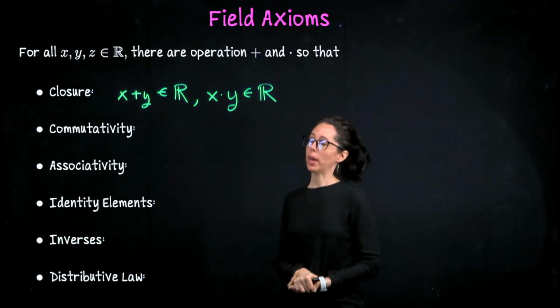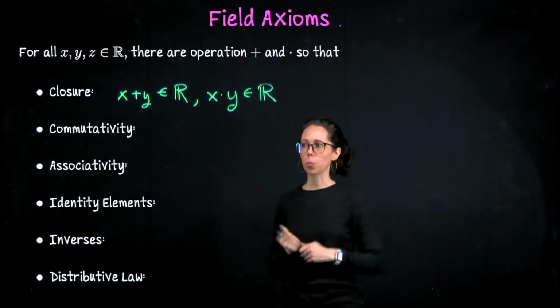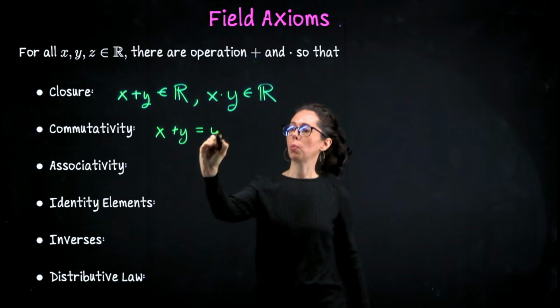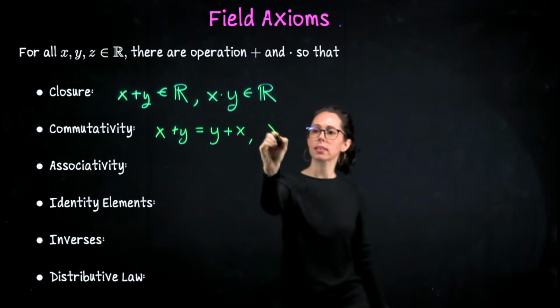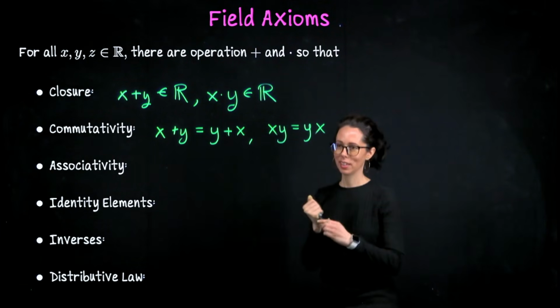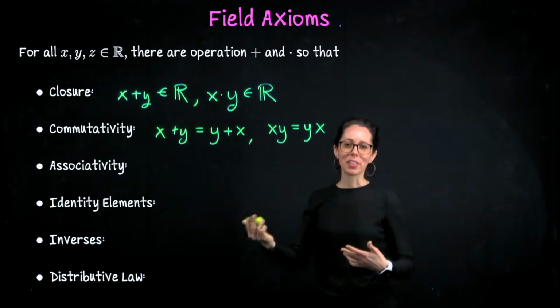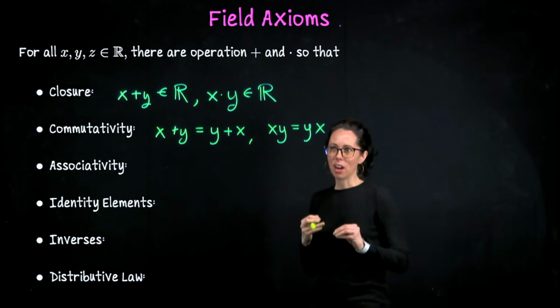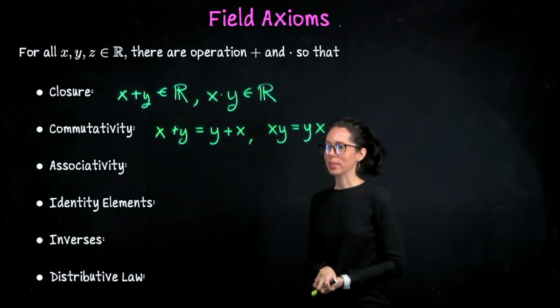The next property we have here is commutativity, so your ability to swap the order. x plus y equals y plus x, and x times y is y times x. Commutativity is not always true if you study, say, matrix multiplication. So again, these operations are nicely behaved here with this set of real numbers.